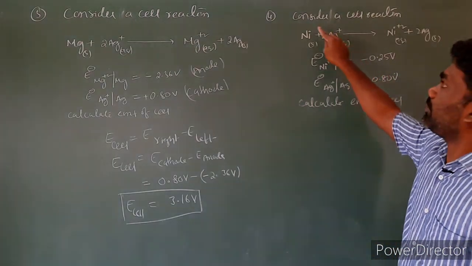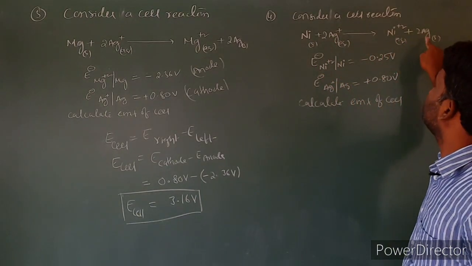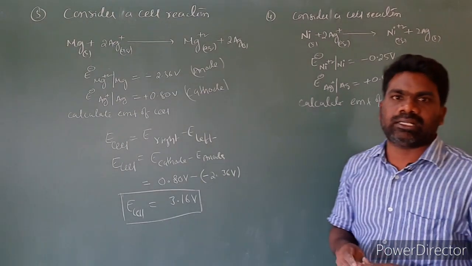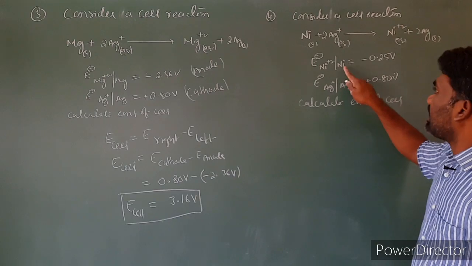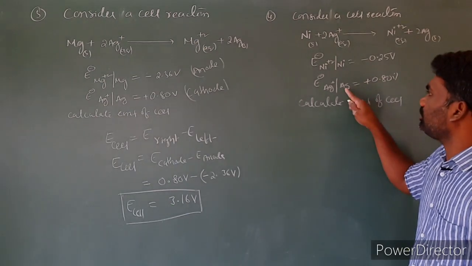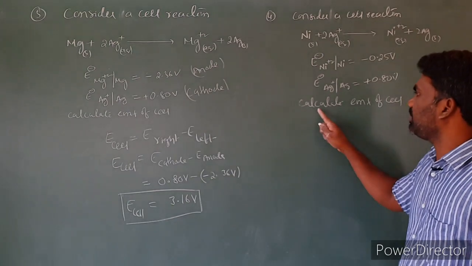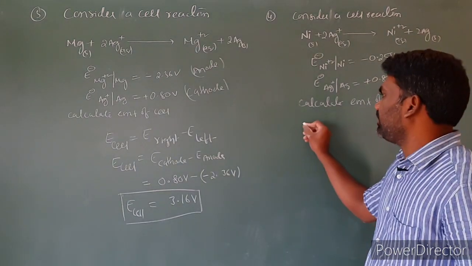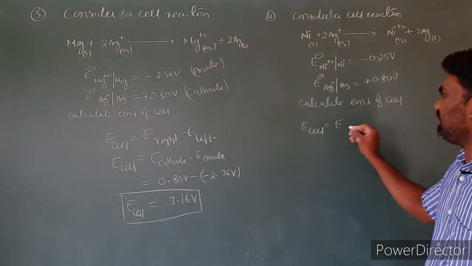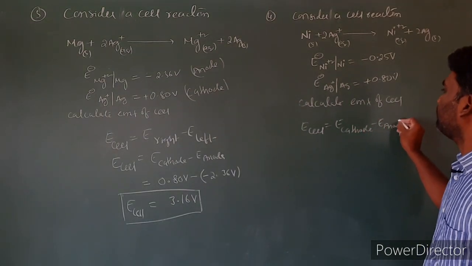Then take another problem. Consider a cell reaction: Ni plus 2Ag plus gives Ni plus 2 plus 2Ag. Standard reduction potentials are given. The standard electrode potential of nickel is minus 0.25 volts, and that of silver is 0.80 volts. Calculate the EMF of the cell. Then what is the formula? E cell is equal to E cathode minus E anode.